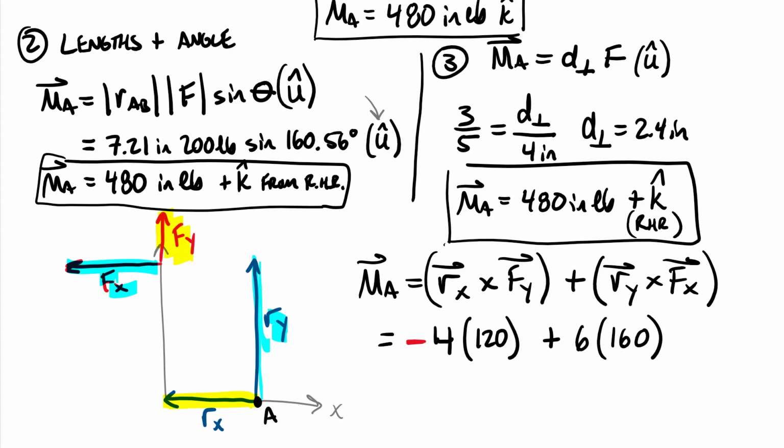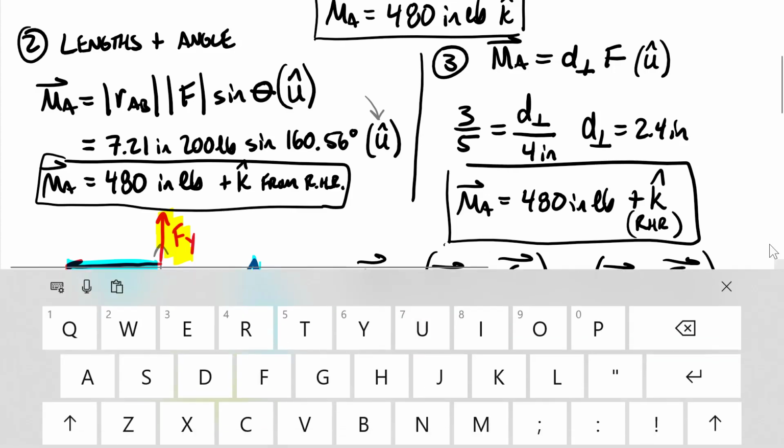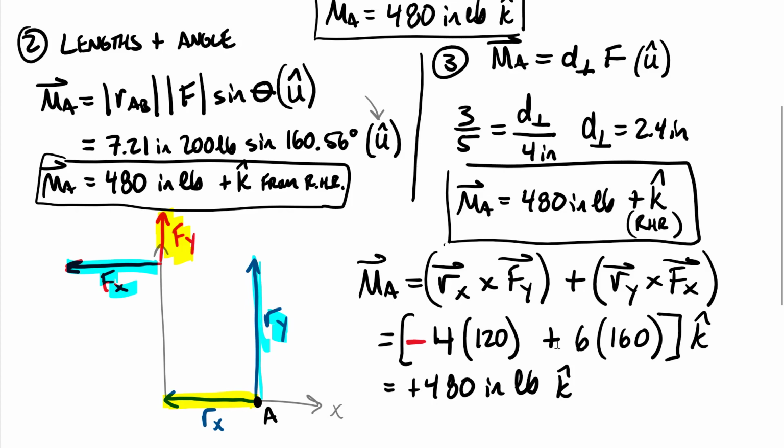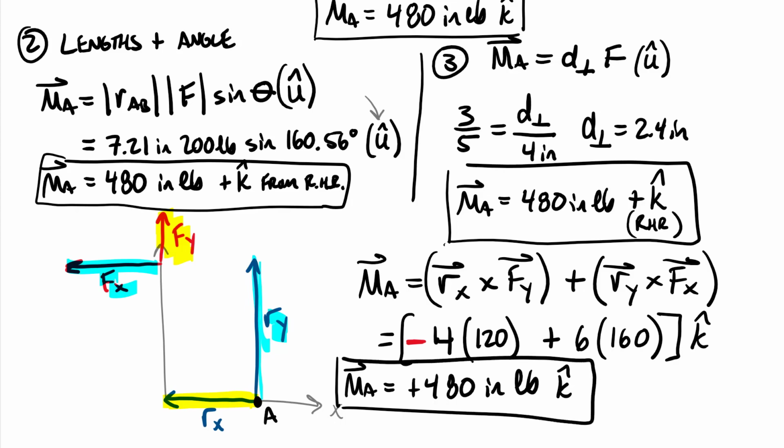So essentially 4 times 120 is a negative 480. 6 times 160 is a positive 960. So we end up with a positive 480, and this also is in inch pounds. We need those units, and the value is in the k-hat. I could even write it at this point, this entire thing times k-hat, because we assigned these signs, this positive and this negative, according to that right-hand rule, which everything is in the k-hat. And so this would be my moment at A as a vector using that principle of moments, or Varignon's theorem.